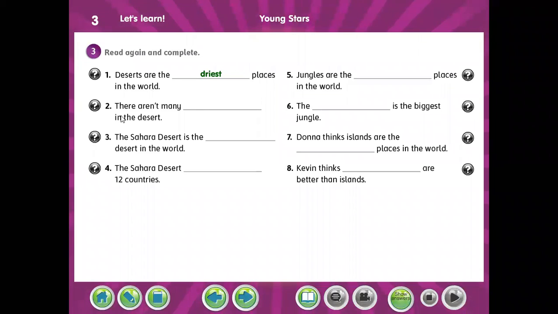Let's see, one student. Raise your hand if you want to participate, okay? Teacher, ¿puedo participar? Hey, Abril, read the number 2. There aren't any plants in the desert. Excellent, Abril, excellent. There aren't many plants in the desert. Thank you. Number 3, who wants to participate in number 3? Let's see. Adriano, can you read the number 3?